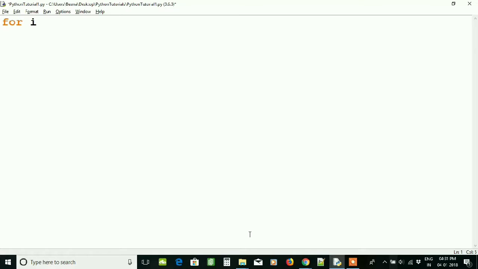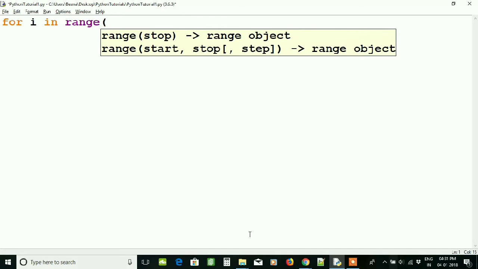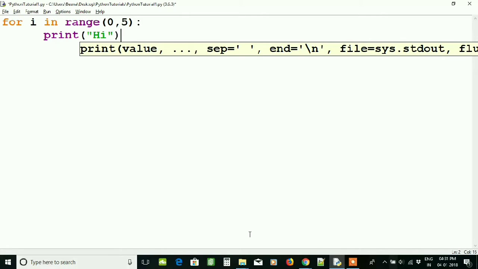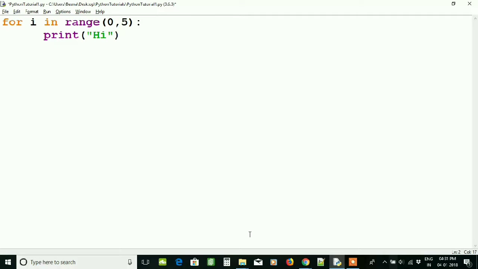For i in range 0 to 5, print hi. Why have I kept space between them? Because this indicates that all that I am going to write would be inside the for loop. Instead of the curly bracket, we make use of indentation, that is spaces. You can write even one space, two spaces, any number of spaces, but make sure that the other commands are written just below it. For instance, print this and then print this.